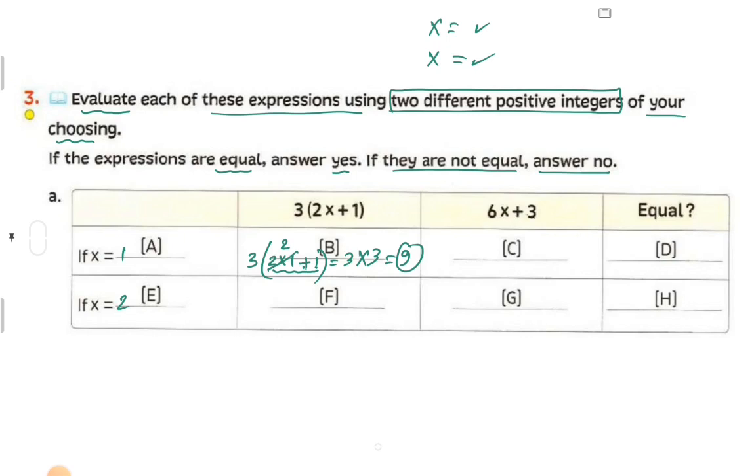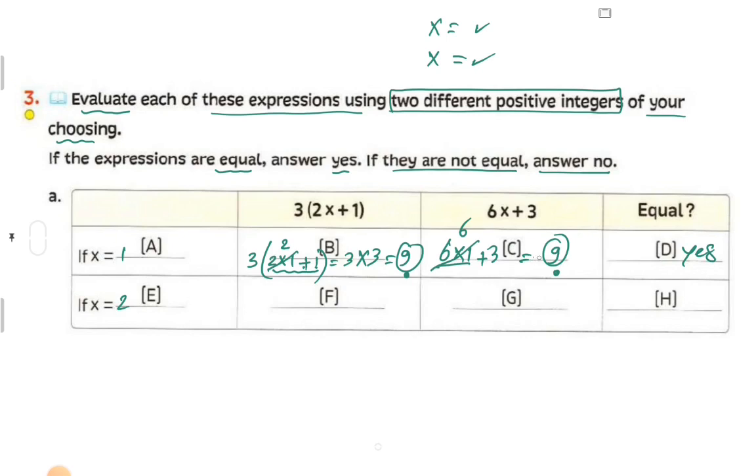6x plus 3. 6x means 6 times x. When x equals 1, we have 1 plus 3. Start with multiplication: 6, and 6 plus 3 equals 9. Now we have the same result here. So yes, these two expressions are equivalent when I substitute x equal 1.